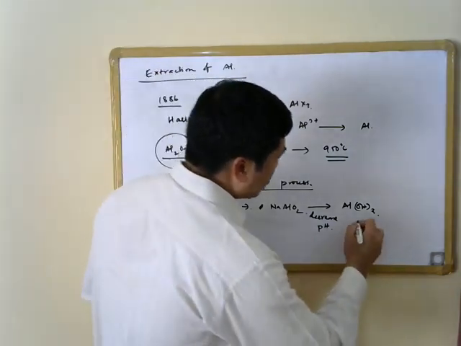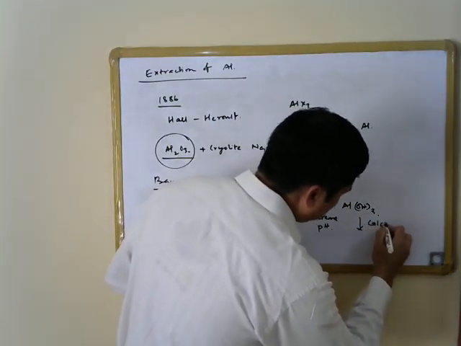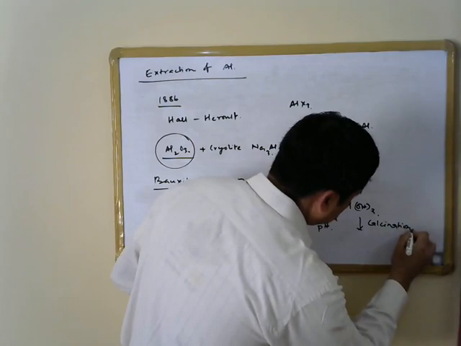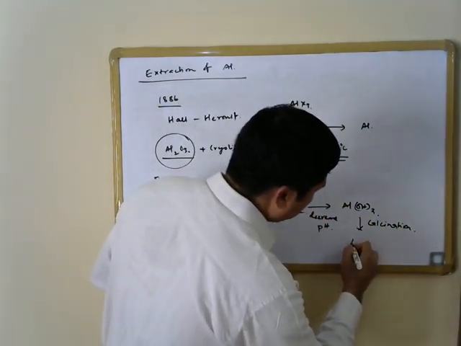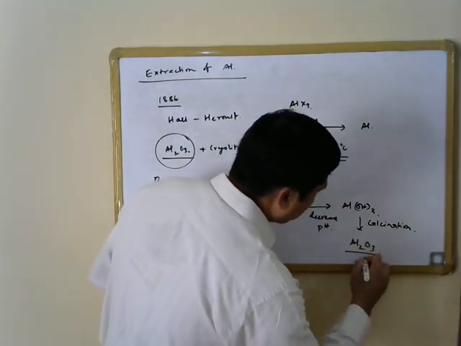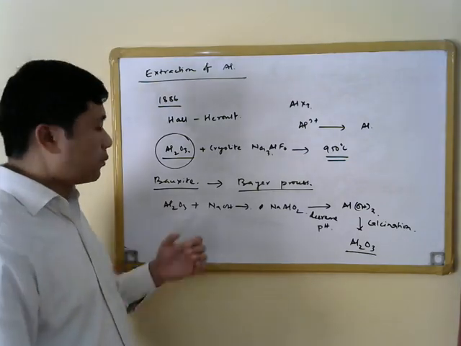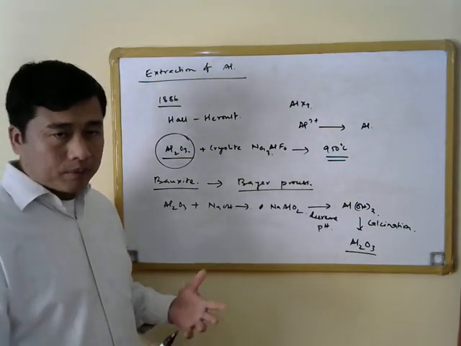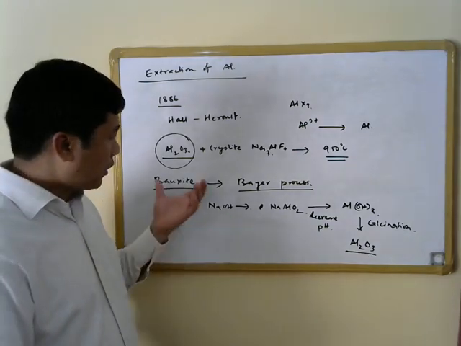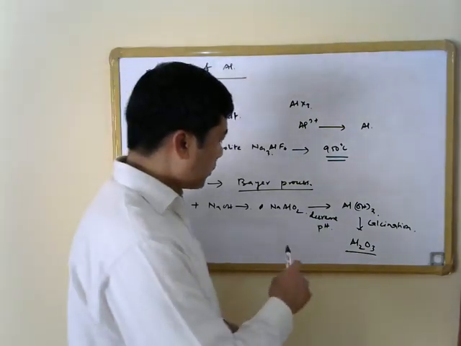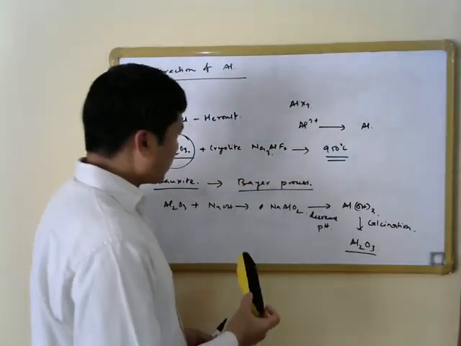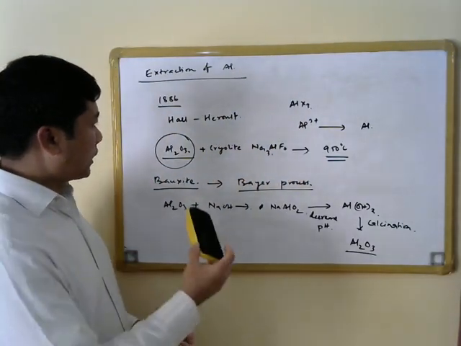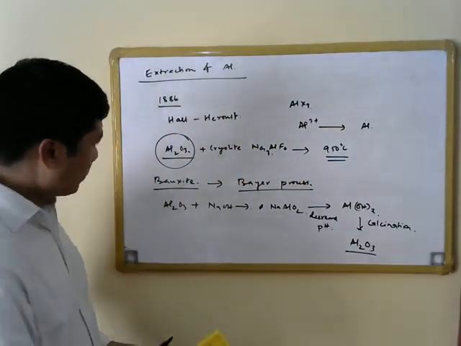And upon calcination of this Al(OH)3, one obtains pure Al2O3 from bauxite. So this is how the aluminium is extracted from bauxite, by first purifying with the Bayer process and then by using the Hall-Héroult method.